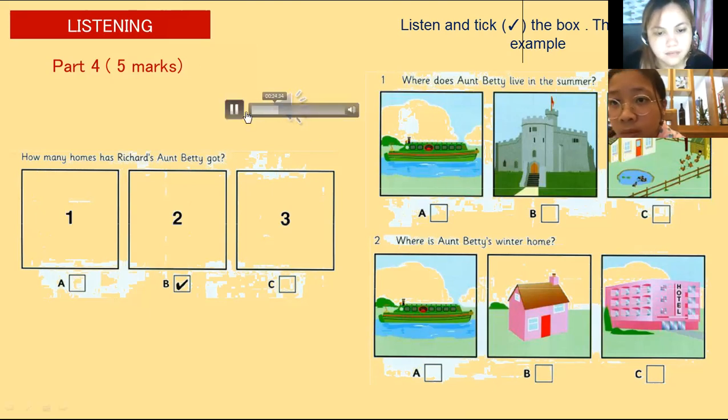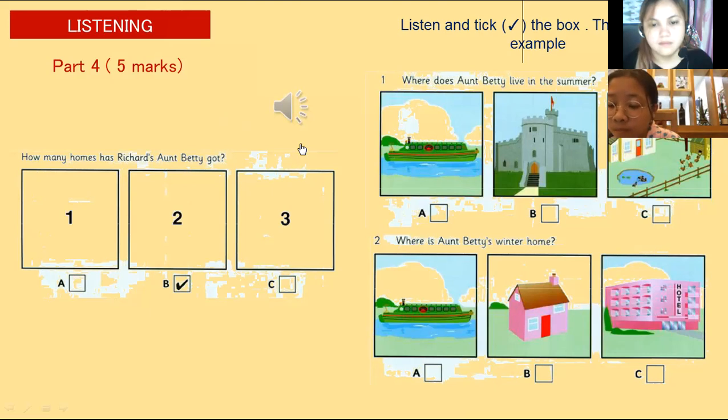Her homes are very... Part 4. Listen and look. There is one example. How many homes has Richard's Aunt Betty got? I've got 3 aunts, but Aunt Betty is my favourite. Oh, is she, Richard? Why? Well, she's nice, and I like going to stay with her. Her homes are very interesting. Homes? How many has she got? One for the winter and a second one for the summer.